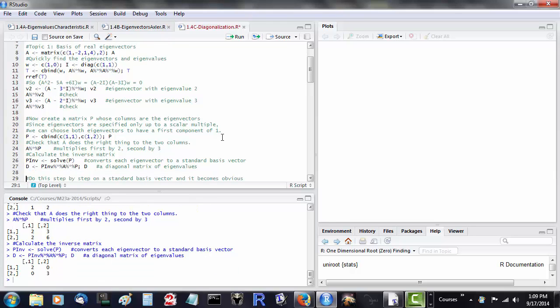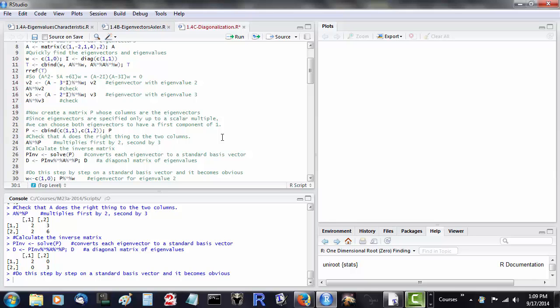And therefore, when I multiply by P inverse, I get 2 times the first standard basis vector, 3 times the second standard basis vector. In other words, this product, P inverse times A times P, is a diagonal matrix whose entries are the eigenvalues. Let's look at this again by doing it step by step on a single standard basis vector. Then it's really going to be obvious.